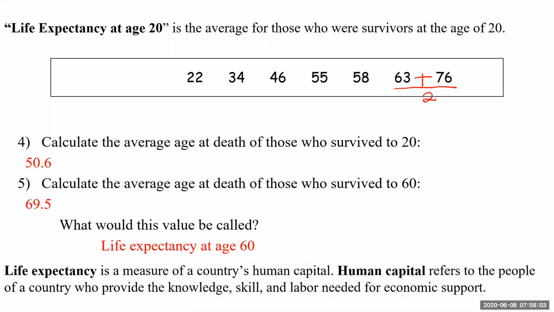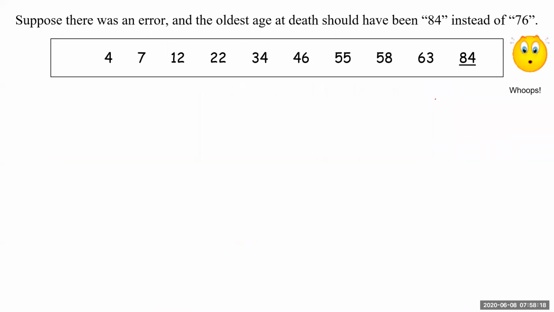So life expectancy is a measure of a country's human capital. Human capital refers to the people of a country who provide the knowledge, skill, and labor needed for economic support. Okay, so we expect life expectancy to be higher. People should live longer. Okay, now suppose there was an error in the oldest age at death.